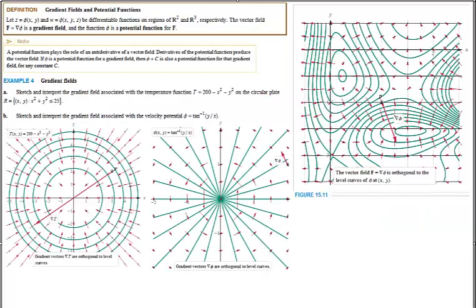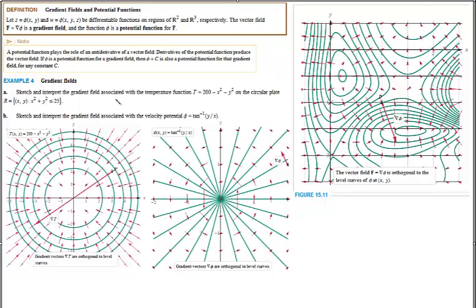We're now going to extend what we've been doing to gradient fields and potential functions. The vector field where we take the gradient of our function is now going to be our gradient field, and phi is the potential function.